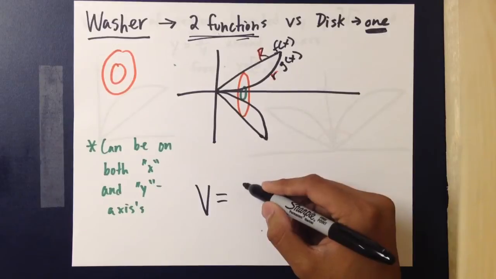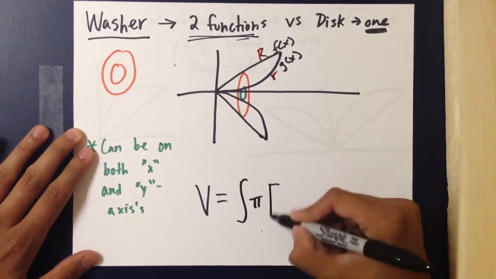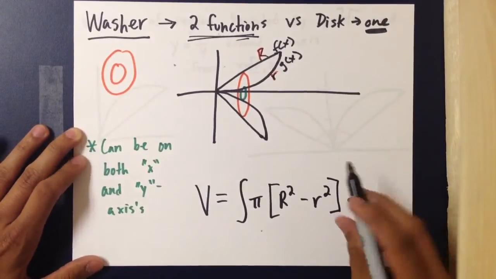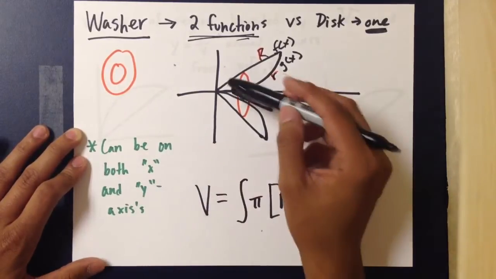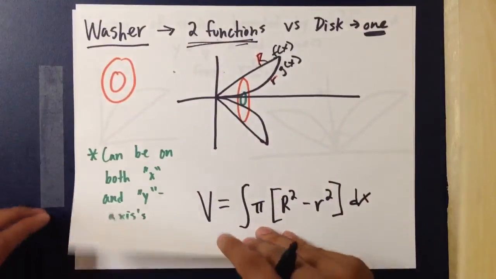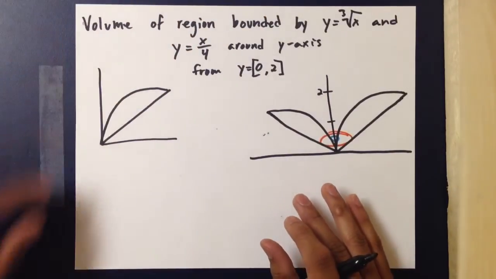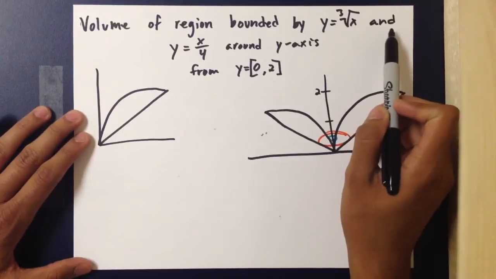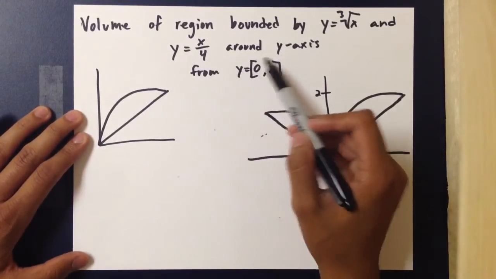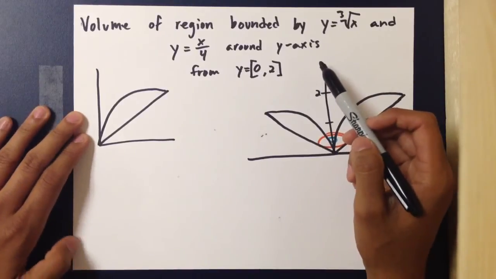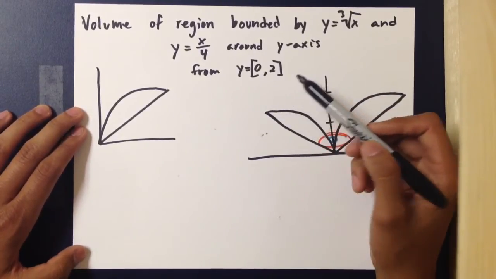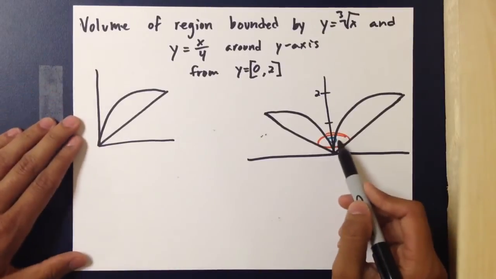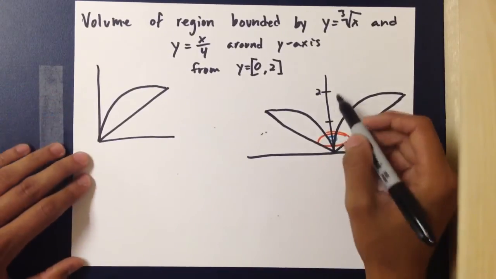The volume is equal to the integral of pi times big R squared minus r squared dx. Don't forget that this can also be on both the x and y axes. Now, a problem, for example, for the washer method as well. If we are asked to find the volume of the region bounded by y equals cube root of x and y equals x over 4 around the y-axis, so this is a y-axis problem, from y equals 0 to 2. So this is the original function, and we would revolve around the y-axis, and they're asking from 0 to 2.